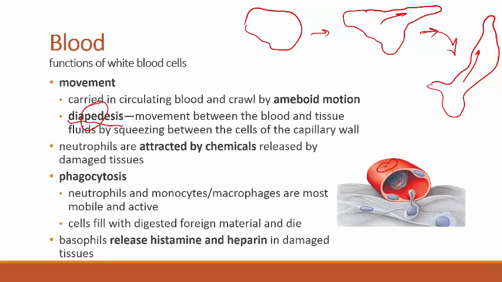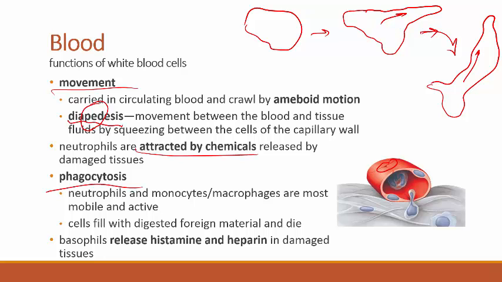Neutrophils have the capacity to do movement. They can respond to chemicals. Neutrophils especially are attracted by chemicals that let them know that there's damage here and that we need to go and take out the bacteria, or the fungus, or whatever is causing that damage.